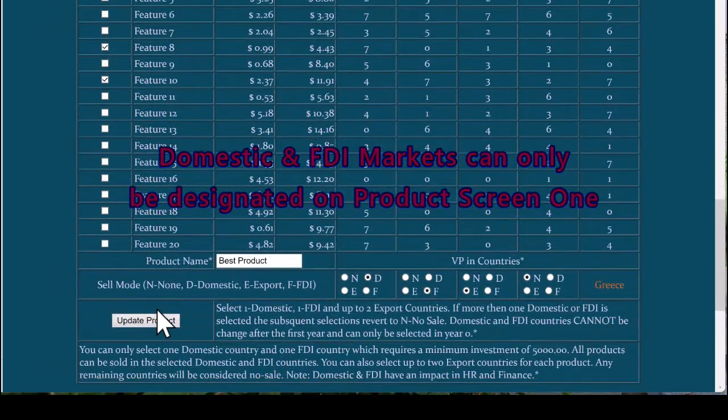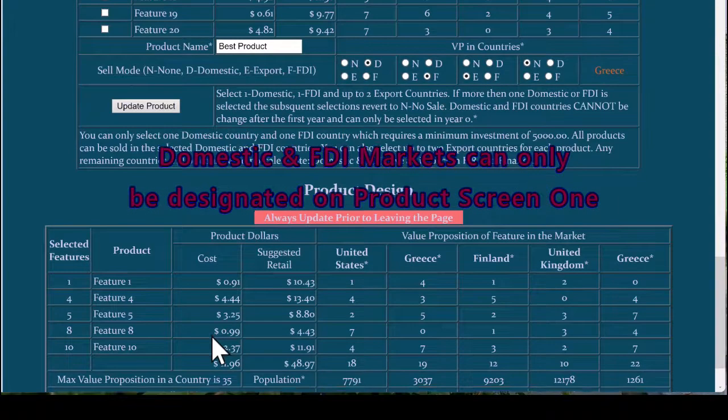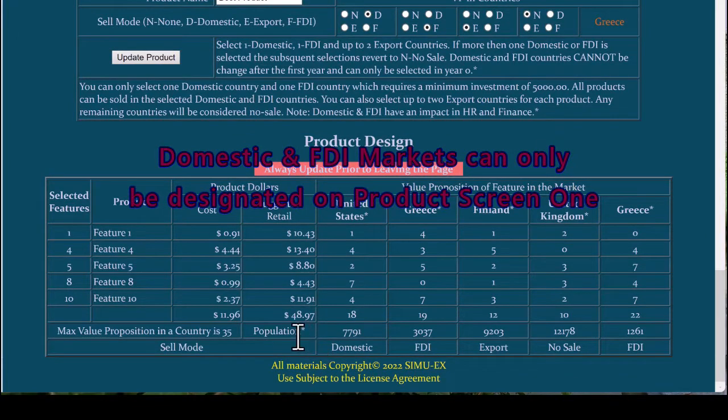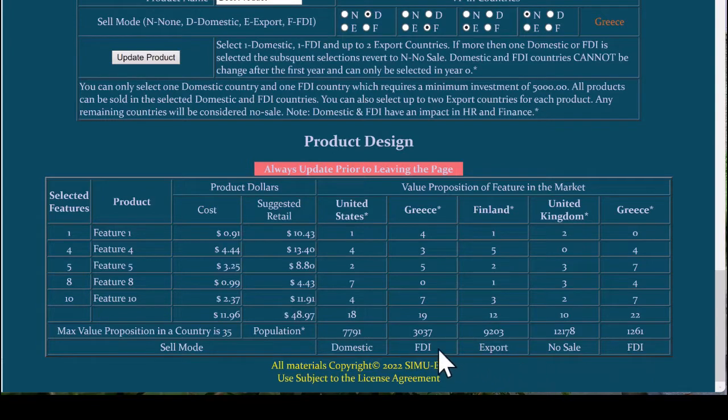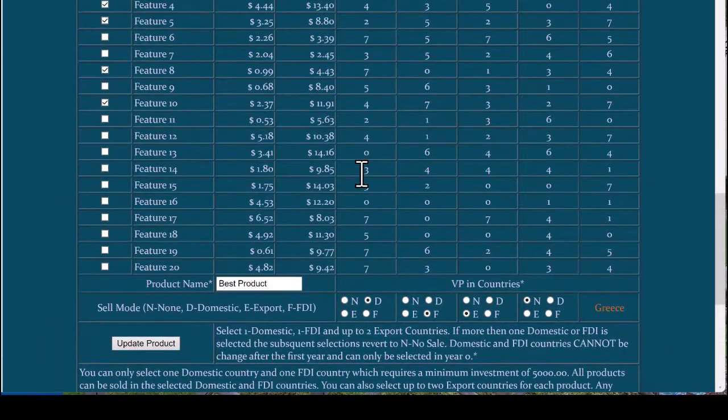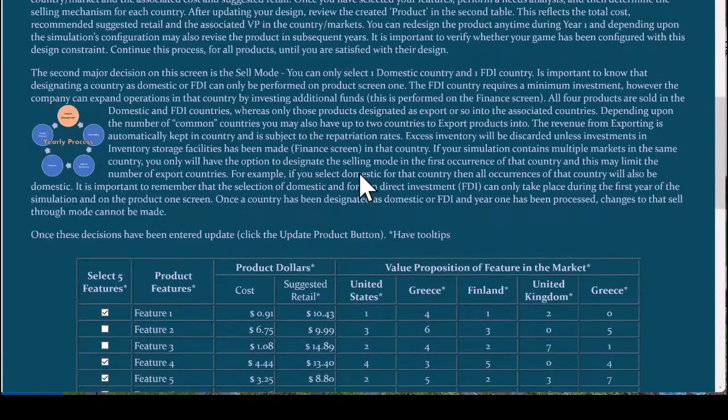Note again that the sell-through for domestic and FDI is determined in product 1, as opposed to products 2 and 3. So once you have completed this, analyze and ensure that the product you have created is achieving the greatest possible value in the market that you have selected for it to be primarily sold into. And then you would proceed to products 2, 3, and 4.